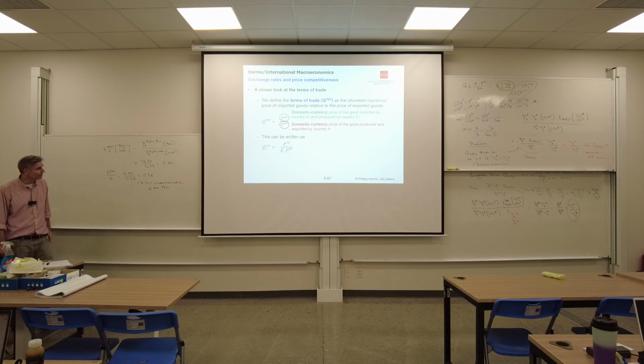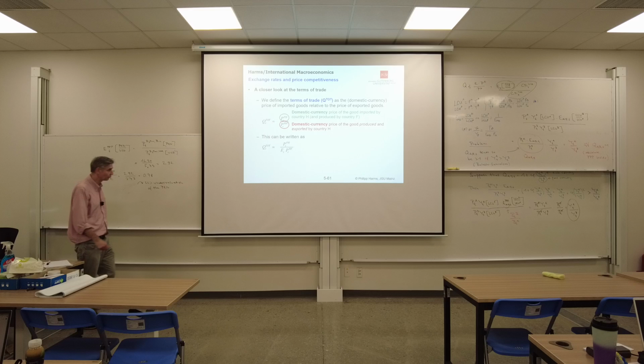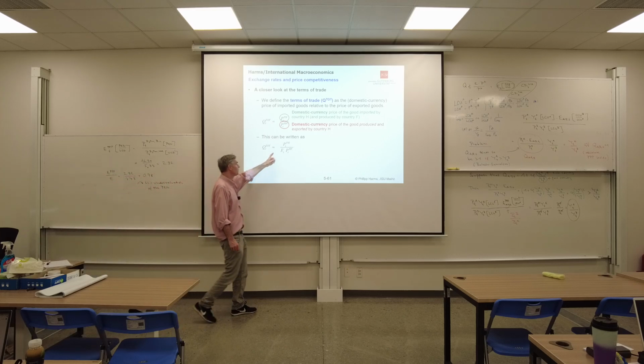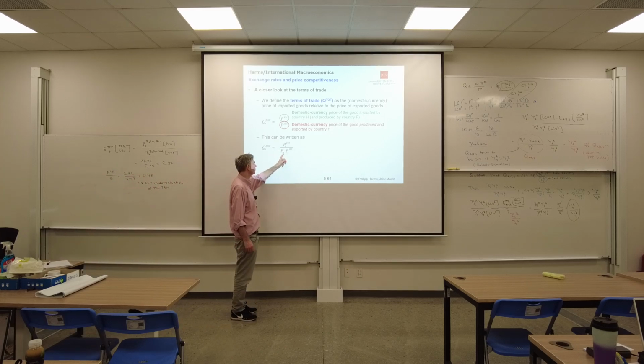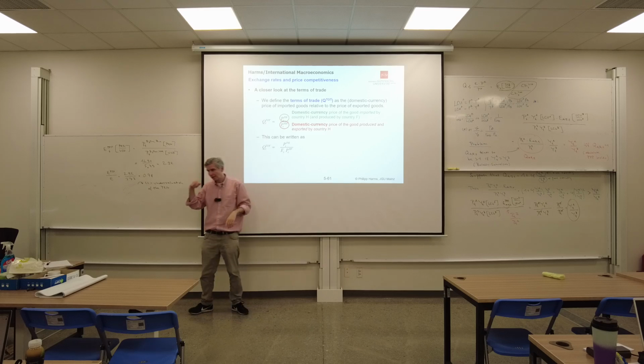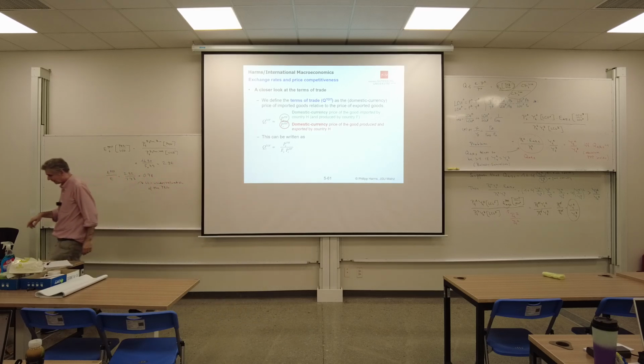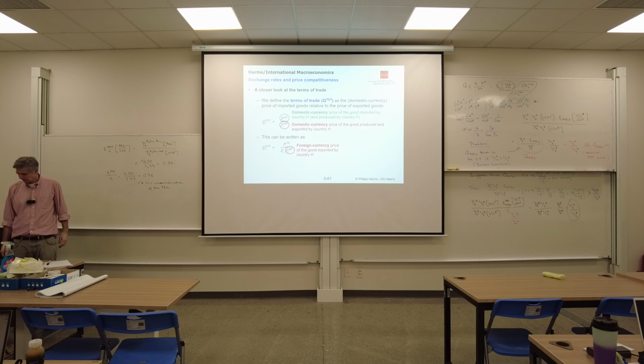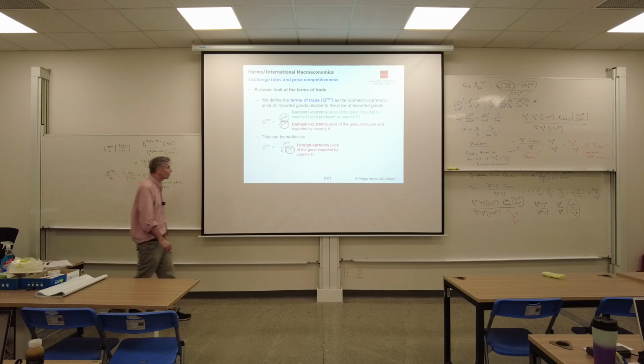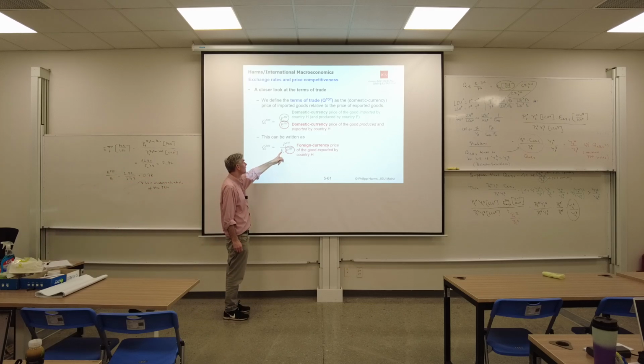Now, we can write this in different ways. Either we write it this way, P_F^H times P_H^F times E. So here you have the foreign currency price of the good exported by country H, and you multiply that by the nominal exchange rate to translate it into the same currency.